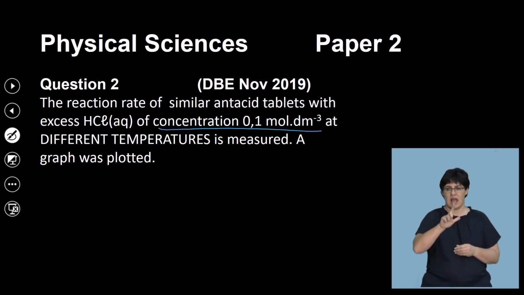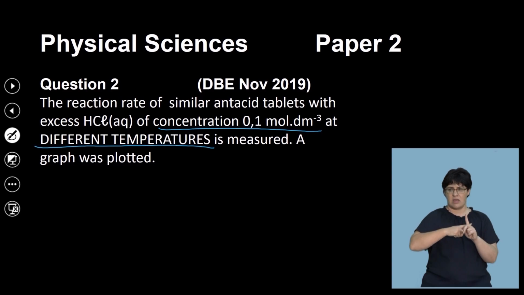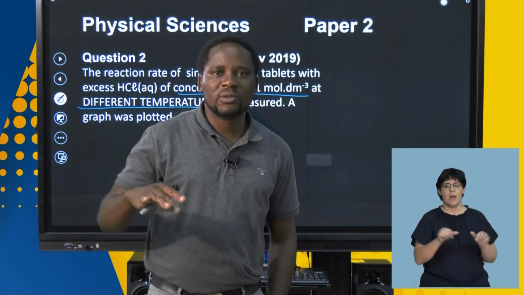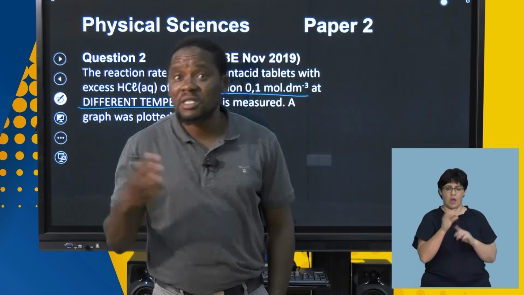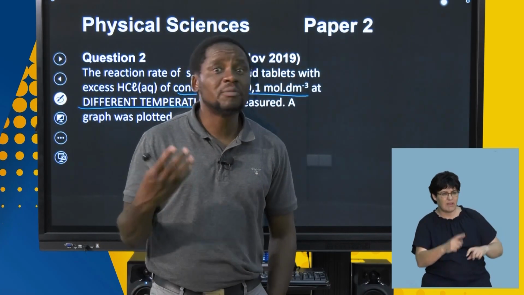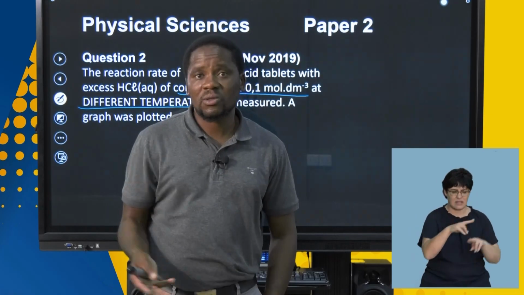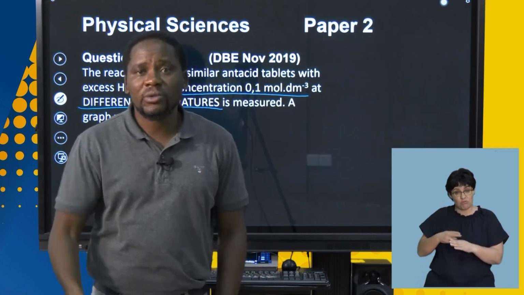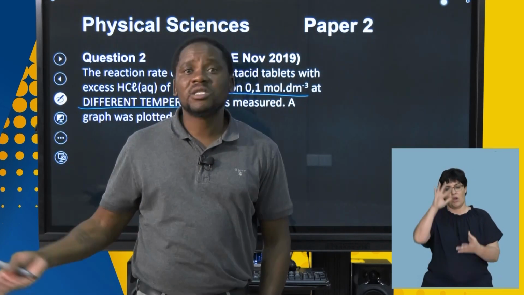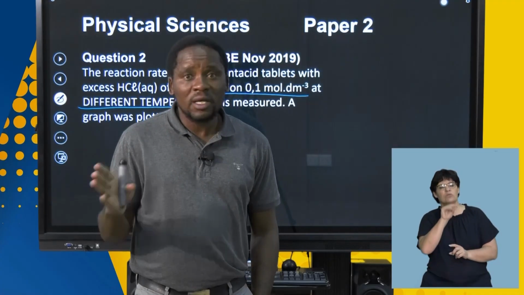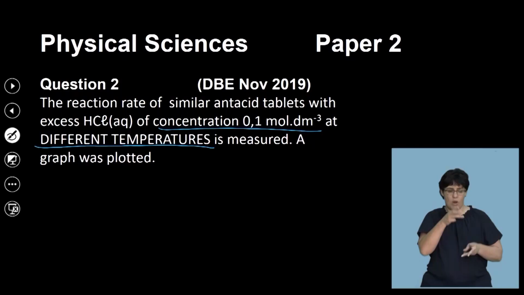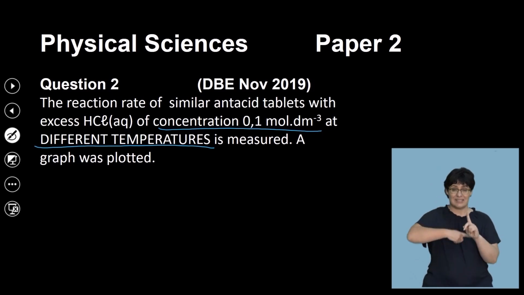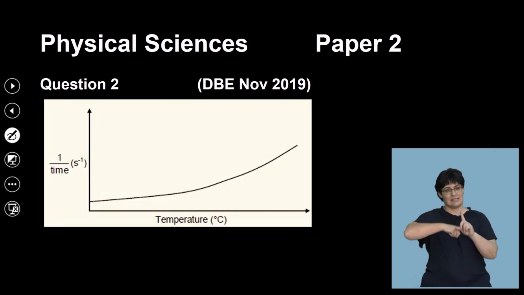So the concentration is given, at different temperatures is measured, and a graph is plotted. So temperature is going to be varied. Now, this question actually talks a lot about the scientific process, the investigation. Think about the variables: the independent, the dependent, as well as the controlled variable. Based on the results, we are able to draw conclusions. In this case, this question obviously talks about rate of reaction in one way or the other. So the temperatures are varied, which is different temperatures. So this is the graph that is obtained.